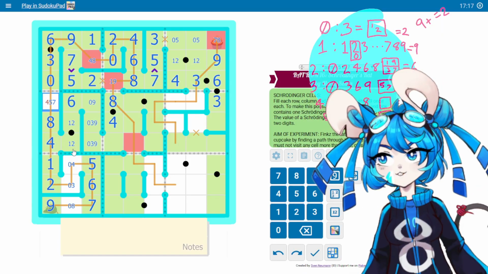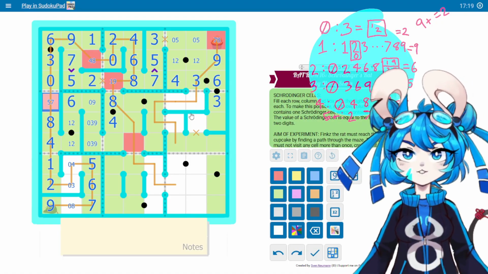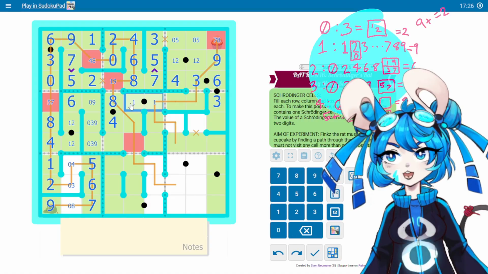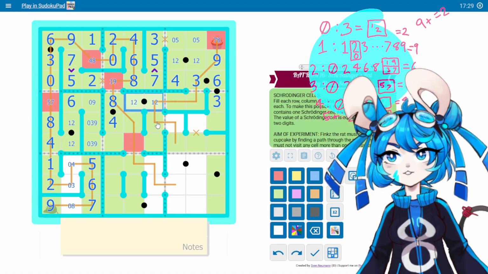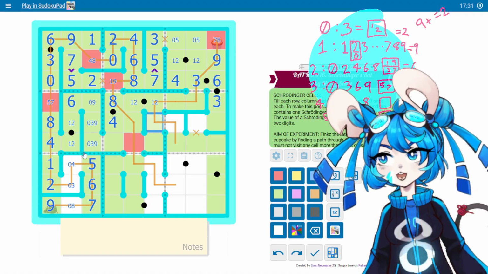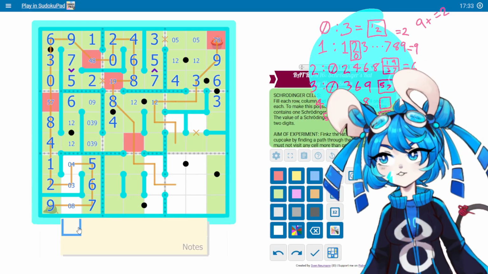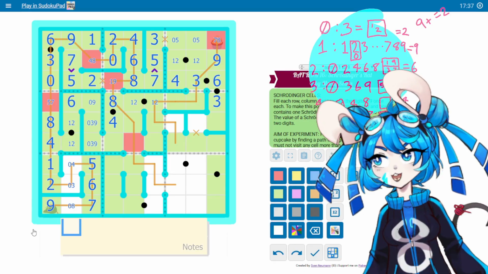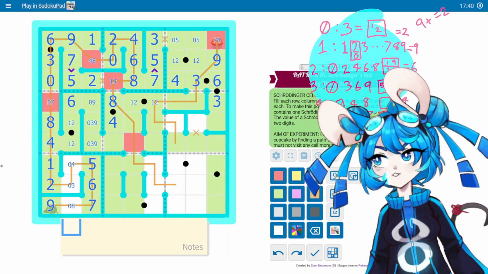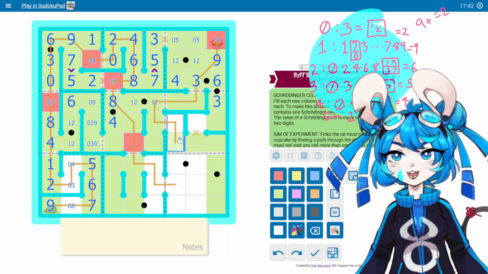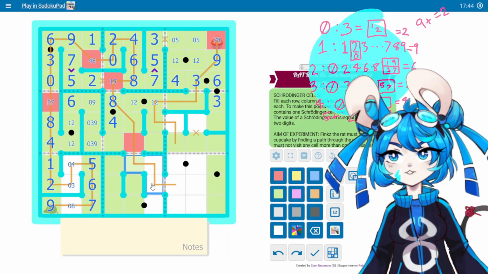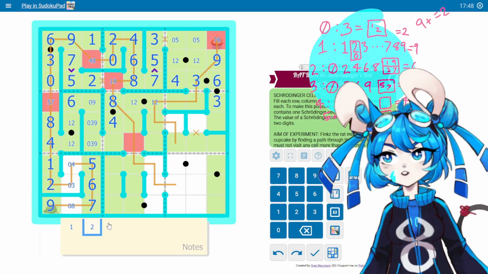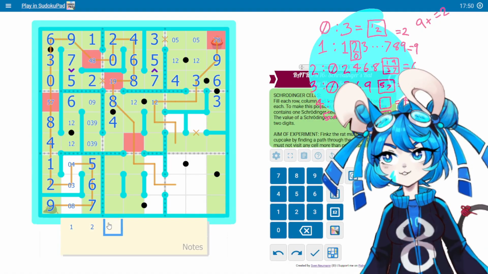So this has to be the 4. This is the 5-7 Schrodinger cell. These have to be 1 and 2. And this is going to be a digit a lot larger than 1 or 2. Let's mark down the differences that we have. We haven't used a difference of 0 yet. We could potentially use it here, though. We've used 1. Whoops. We've used 1. We've used 2.